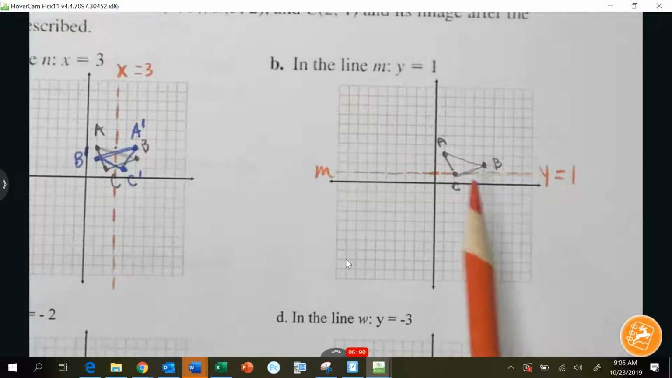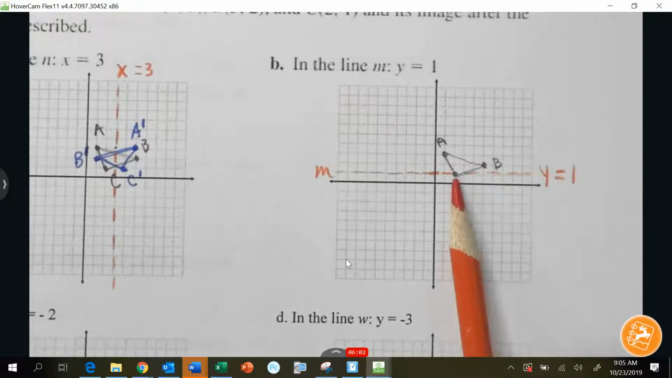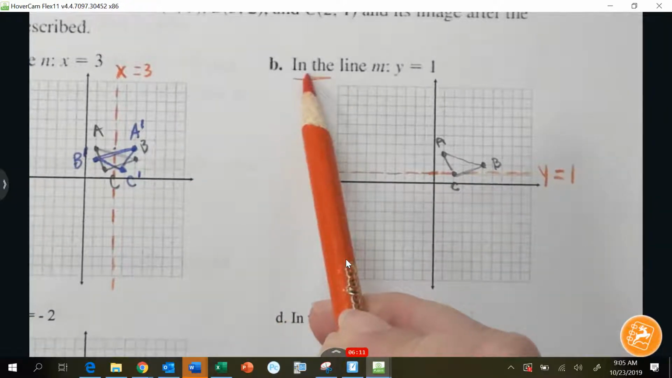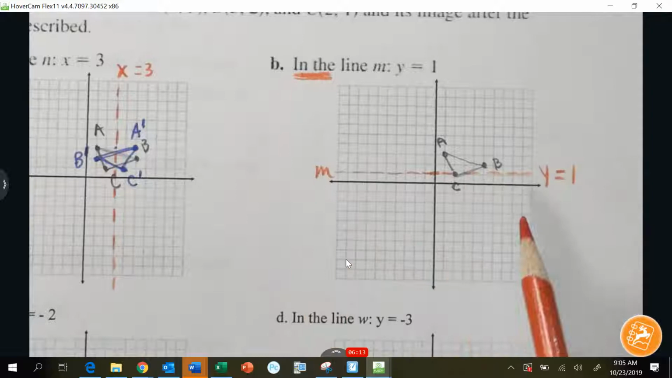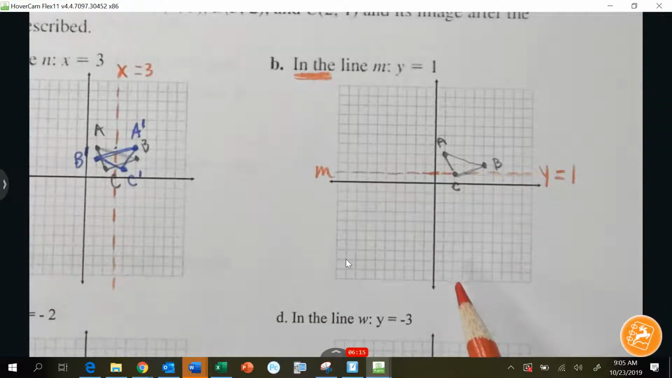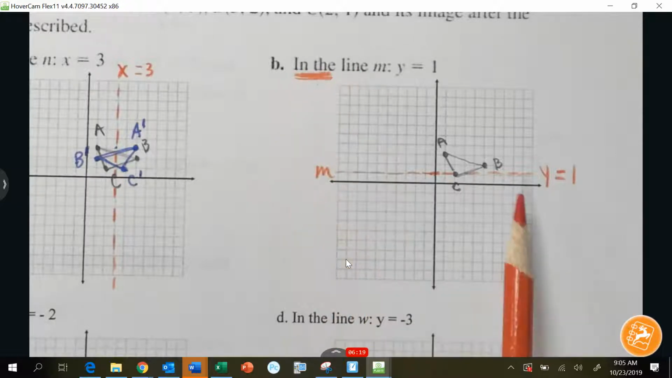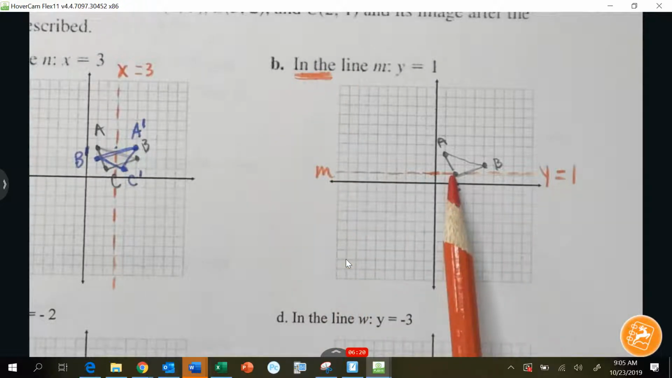So if C is on the line, when I reflect in the line, doesn't it sound so terrible to say it that way? Yeah, I don't like it either, but that's how you say it. When we reflect in the line, where does point C end up, C prime end up being?